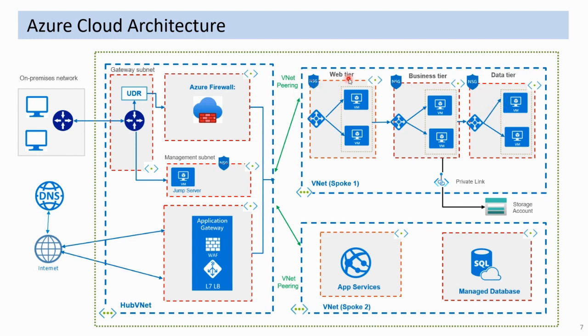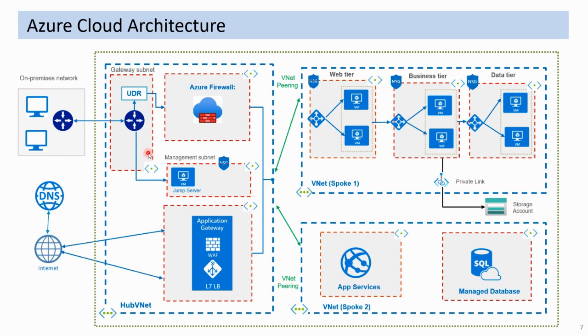And this particular subnet is protected by an NSG. The NSG is separate for the web tier, business tier, and data tier. The business tier also needs to take data from the storage account. In that case, I have used a private link over here. Via private link, data can be accessed from the storage account.